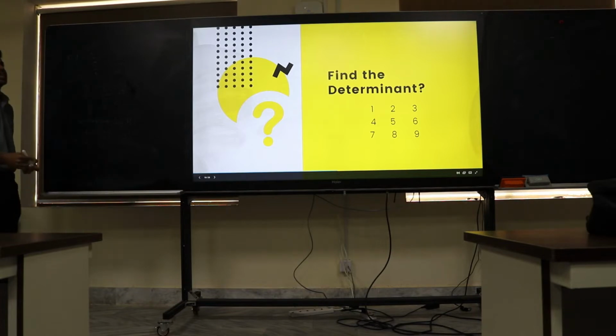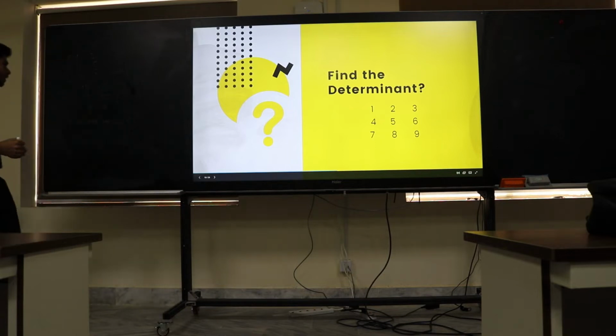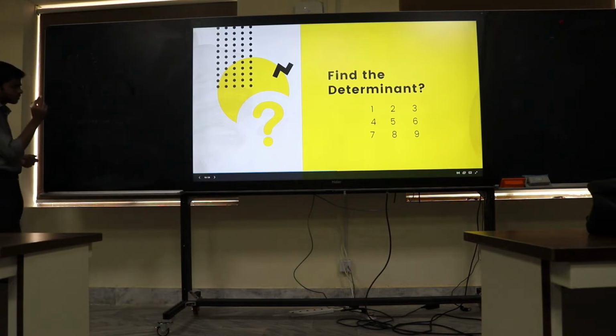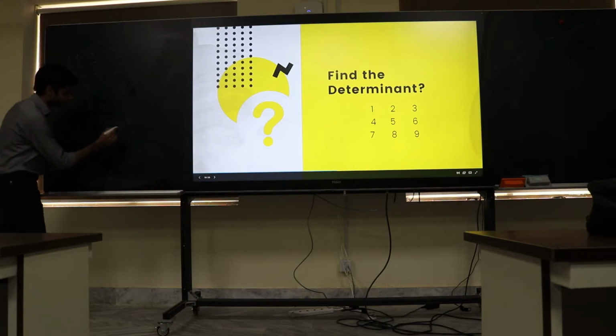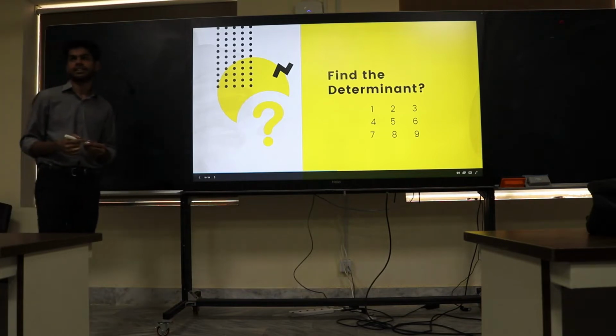Now we have a very general concept about the 3 by 3 matrix, that it has plus in the first, minus in the second, and plus in the last. No, it is wrong. Can anyone tell how we can calculate that?